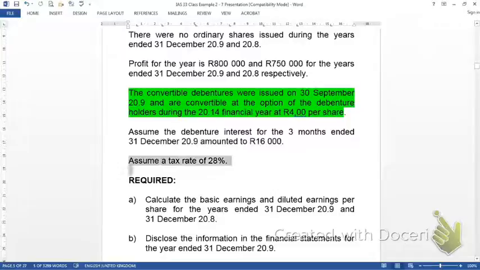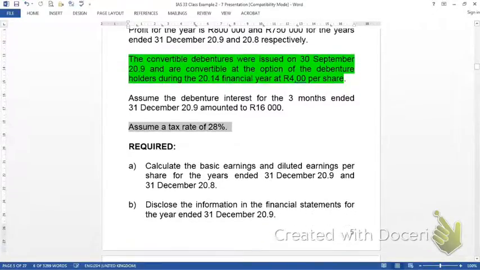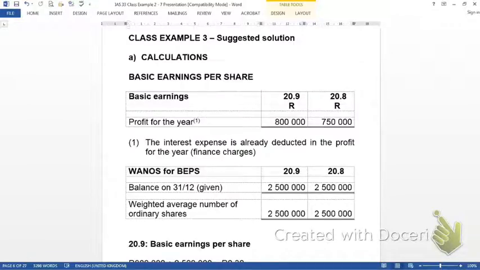Assume a tax rate of 28%. Required: A. Calculate the basic earnings and diluted earnings per share for the years ended 31 December 20.9 and 31 December 20.8. The second part of the question then requires you to disclose this financial information. Let us look at the suggested solution for class example number 3.